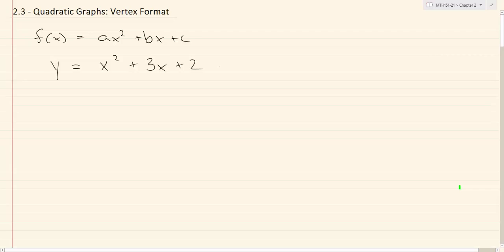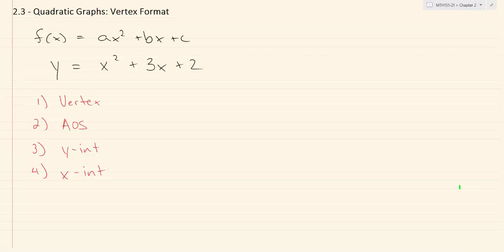And we decided that we wanted to learn some things about this quadratic. Where is the vertex? Where is the axis of symmetry? Where is the y-intercept? And where are the x-intercepts? With this problem, we were able to FOIL it.